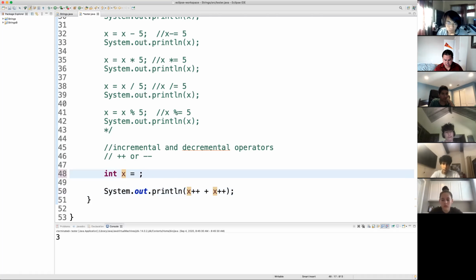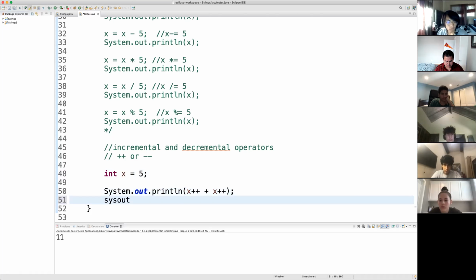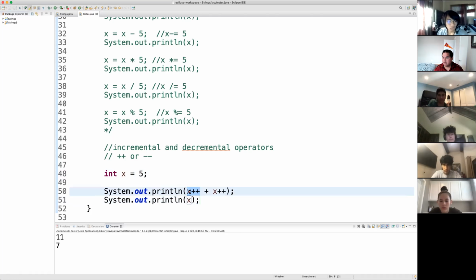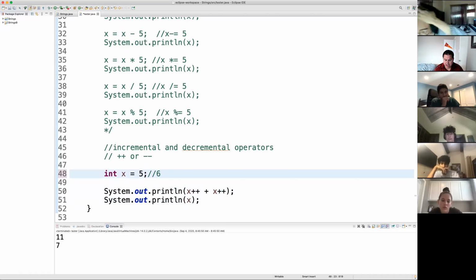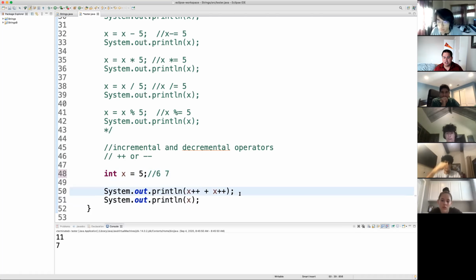3. Let's change this to 5. So for example, now I run this, it's 11. And x is 7. So for x, I use the current value, which is 5. After I've used that current value, I increment. So now it's 6. 5 plus 6 is 11. I print it out. Now I also add 1 more because I have to take care of that. So this prints out 11 and this prints out 7.